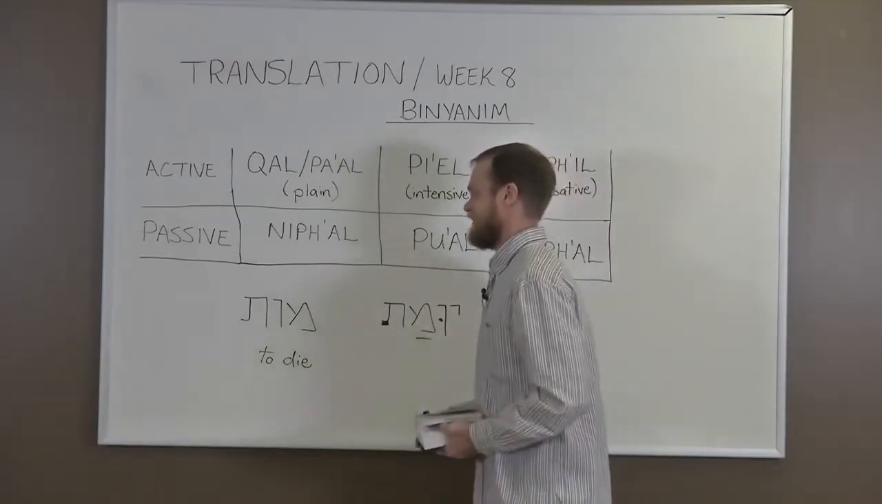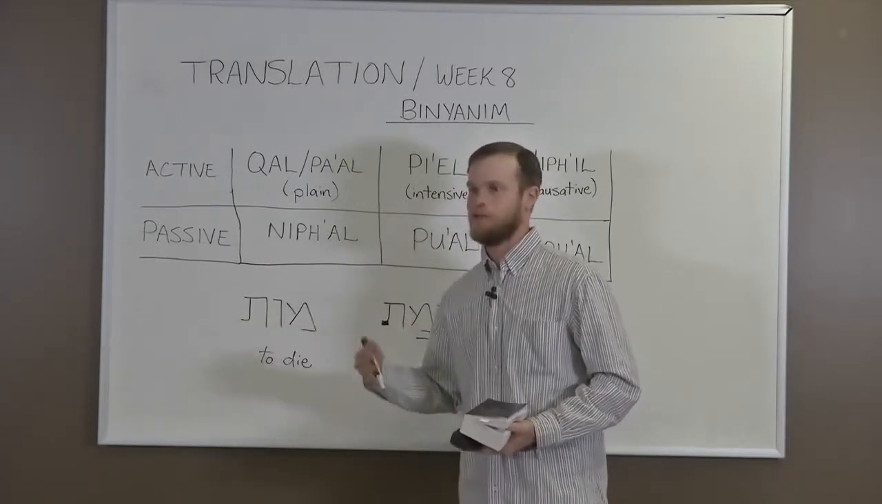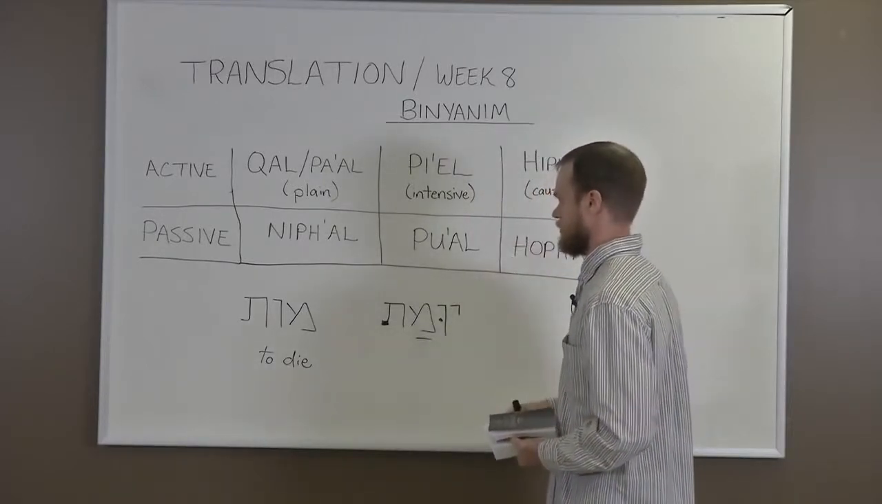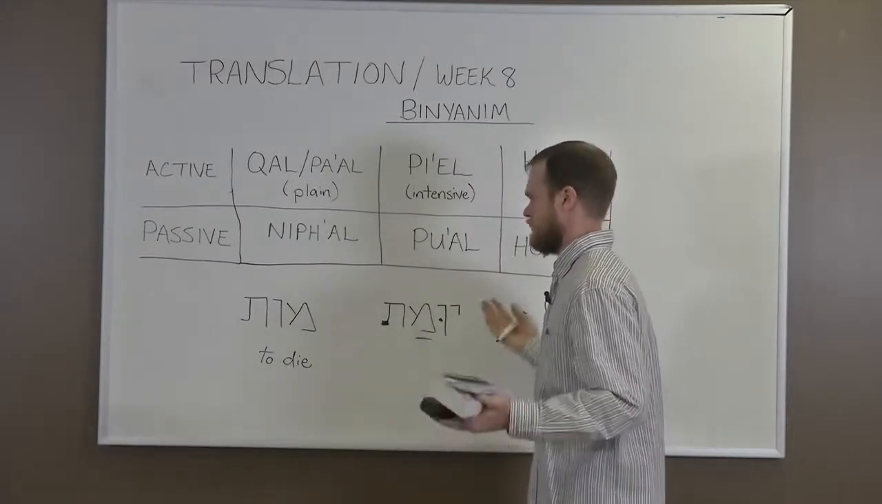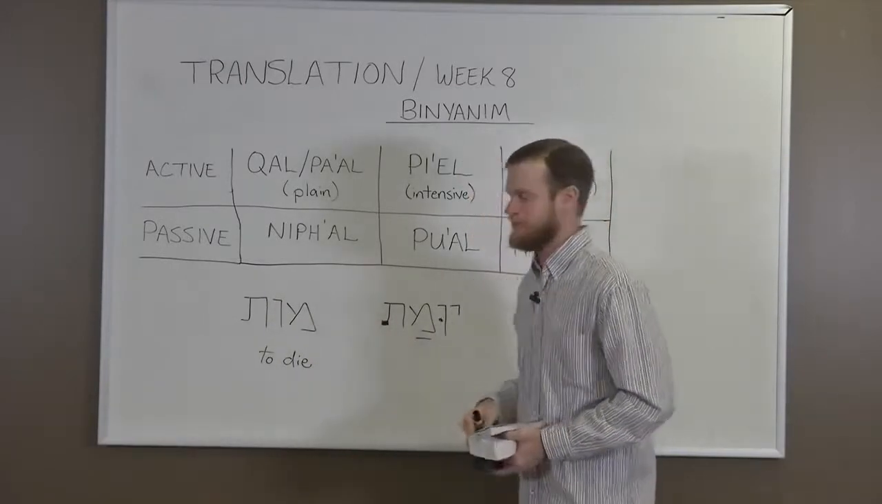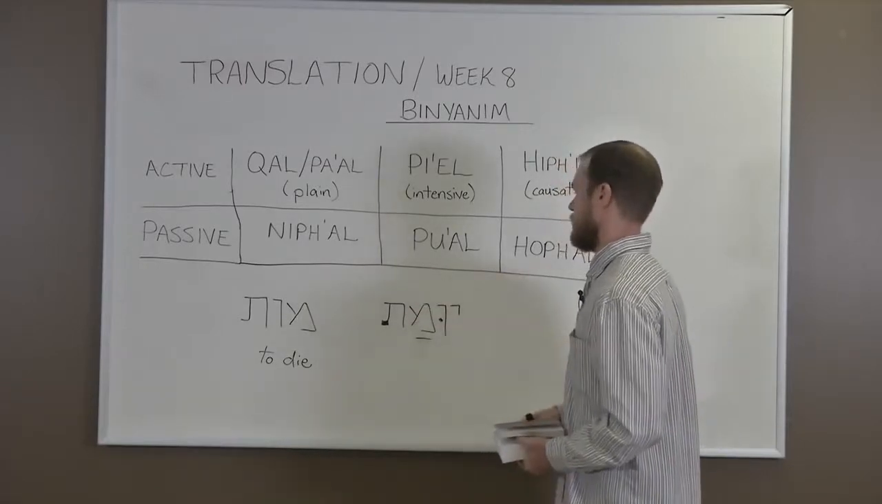To die is an intransitive verb. You can't die something else. If you die, you're just dying, just like you can't jog something else. You're just jogging. It's an intransitive verb. It doesn't have an object. So what's left is the hafal.